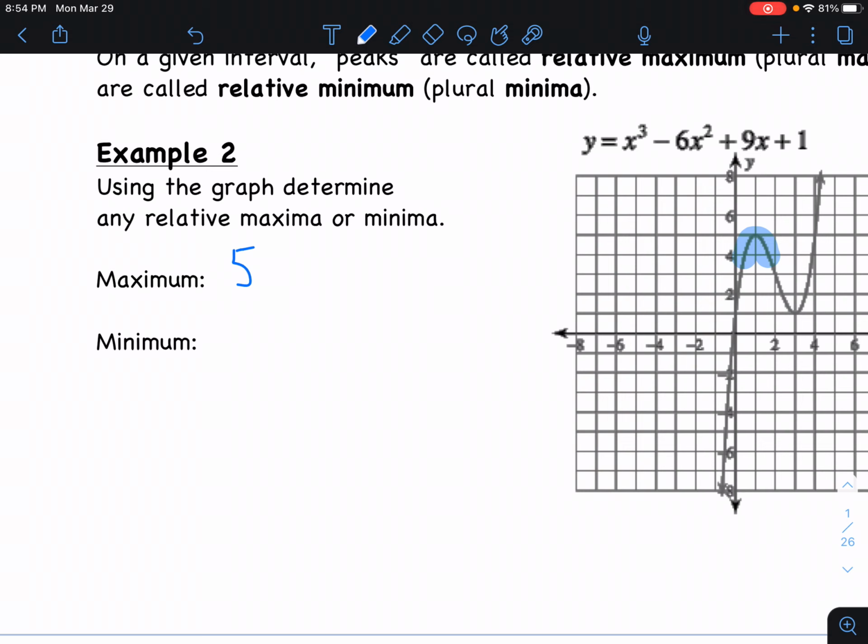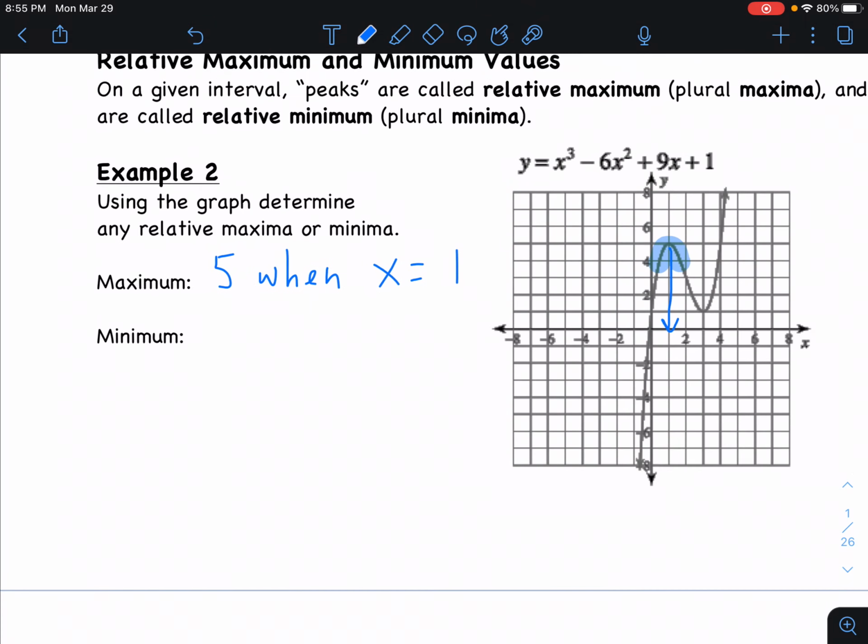All right, maximum is how high, minimum is how low, so it has to do with the y values. So it's the maximum, and we say when it occurs. We would say it hits a maximum of 5 when the x is 1. So the maximum is 5 feet high, and it occurs when x is 1. Usually when we say x's, it has to do with time or distance.